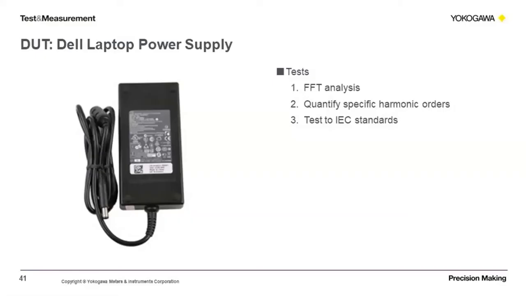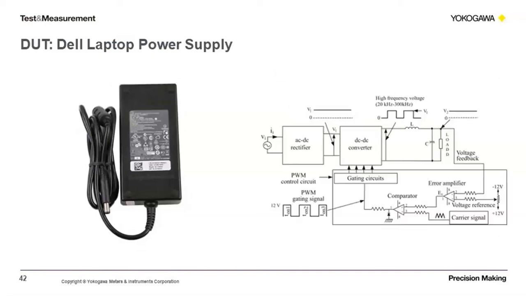I performed an FFT analysis, displayed the harmonic orders, and ran a compliance test on this power supply to IEC 61000-3-2. This generic block diagram shows we should have plenty of harmonics present in the signal due to nonlinear devices in the AC-DC rectifier stage.